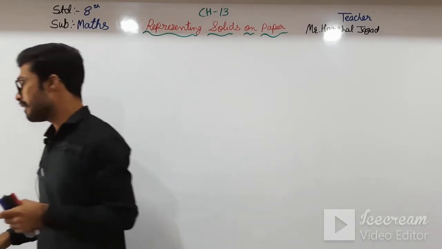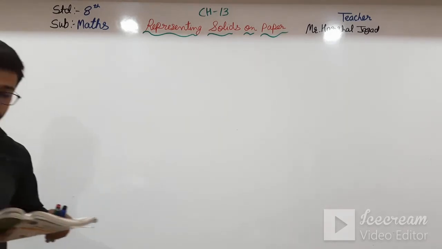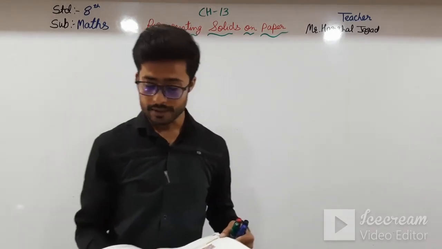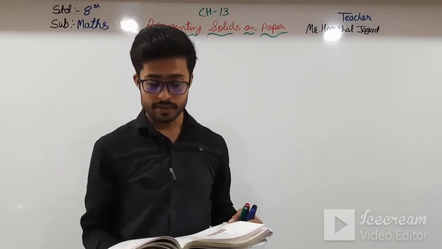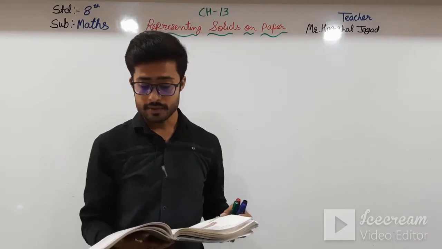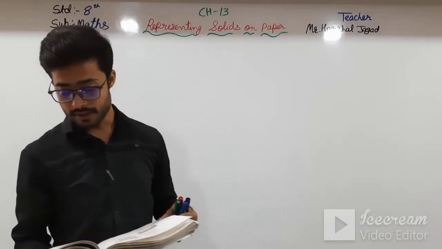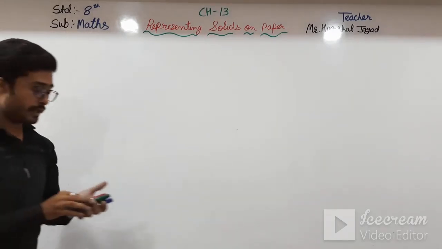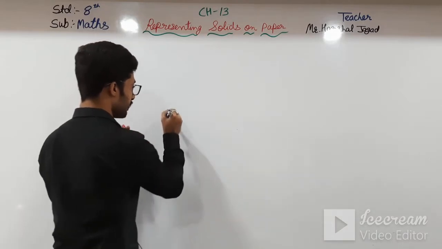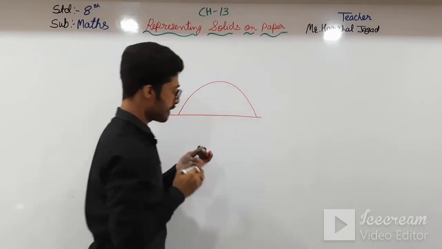Okay students, see here, there is some theory given over here: view of 3D shape. In this chapter we are going to learn how to represent 3-dimensional objects as 2-dimensional pictures. A student drew a picture as shown in figure 13.1. See here, you have to draw a picture. We are just drawing like that. So we have just drawn a picture like this.